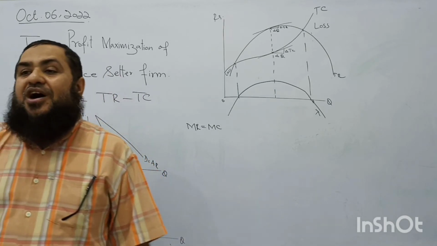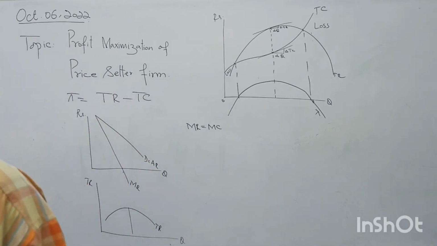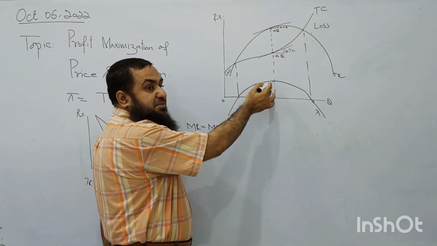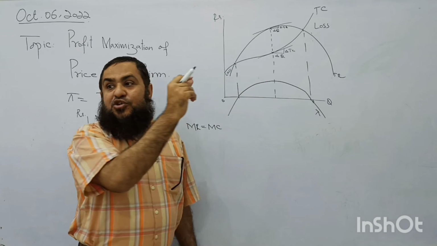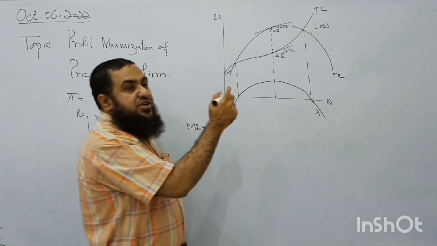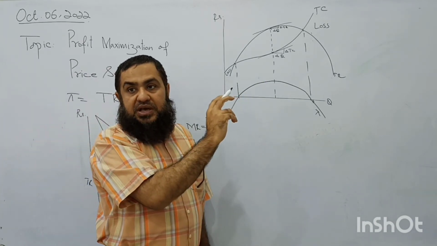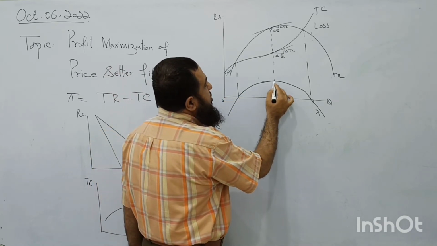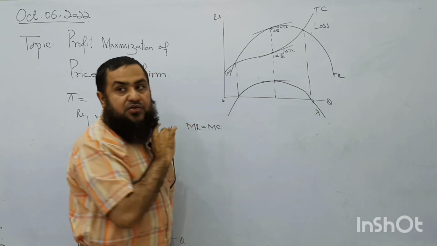Our aim is not to maximize the marginal profit or additional profit, but the firm's aim is to maximize the total profit. So can I say that total profit is maximum when the slope of the total profit curve is 0? Clear? So here we find its slope is 0, it is becoming a horizontal line over here.